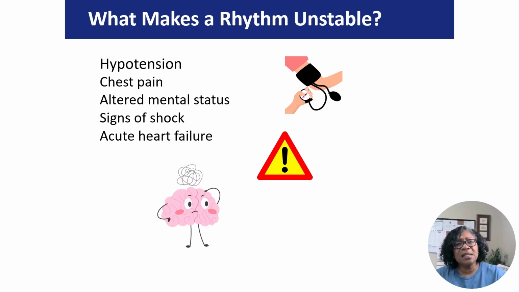If the rhythm is unstable, then it's immediate intervention. But if the rhythm is stable, you're going to move a little bit slower and you're going to start medication-based management.